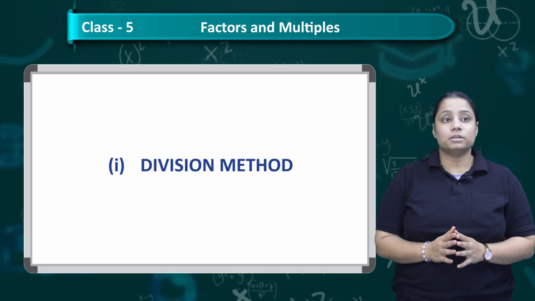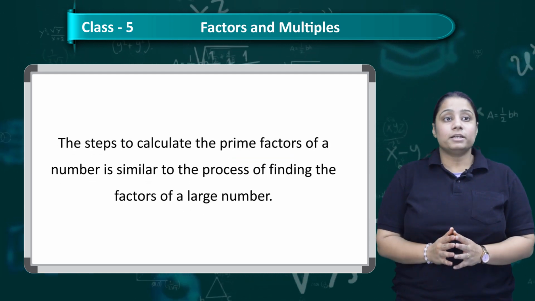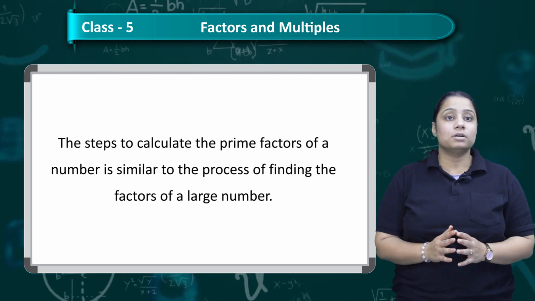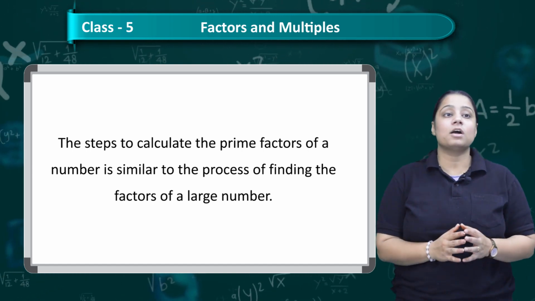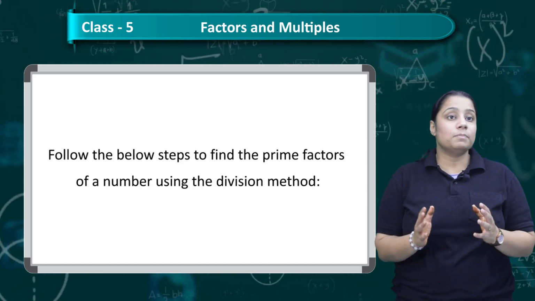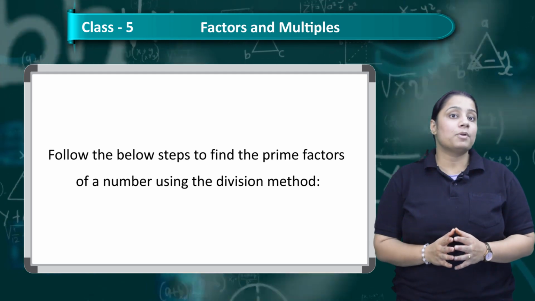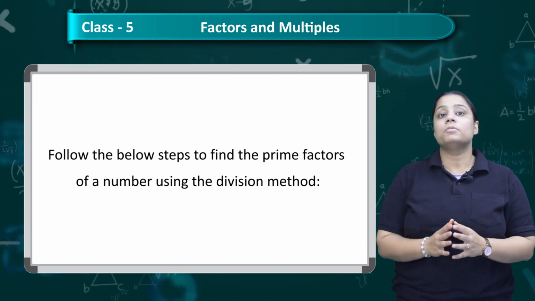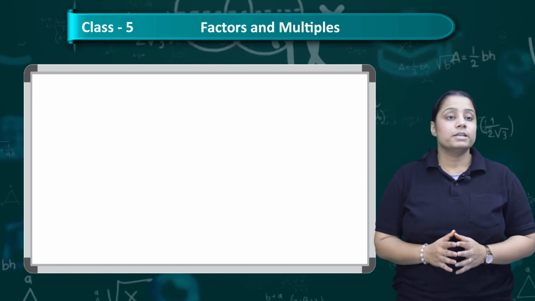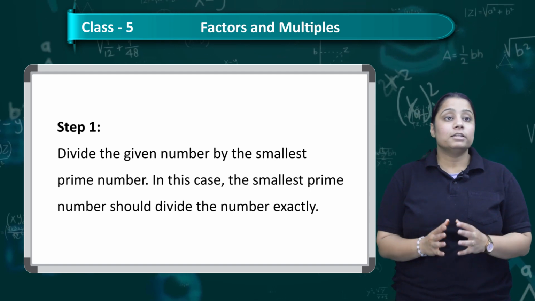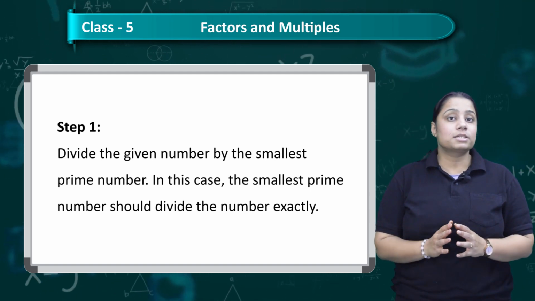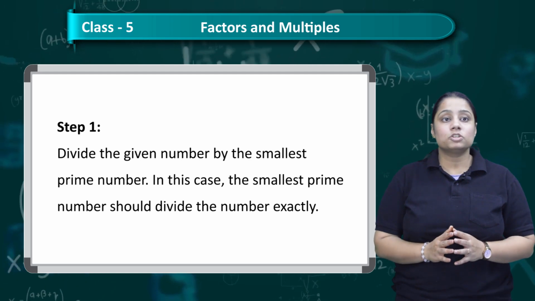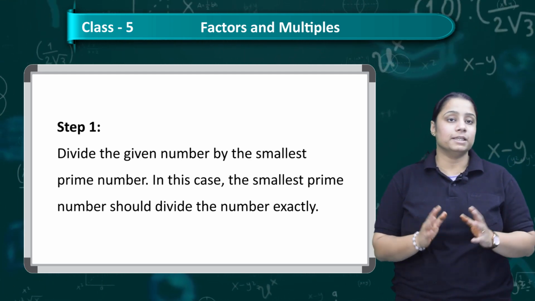First, division method. The steps to calculate the prime factors of a number are similar to the process of finding the factors of a large number. Follow the below steps to find the prime factors of a number using the division method. Step 1. Divide the given number by the smallest prime number. In this case, the smallest prime number should divide the number exactly.